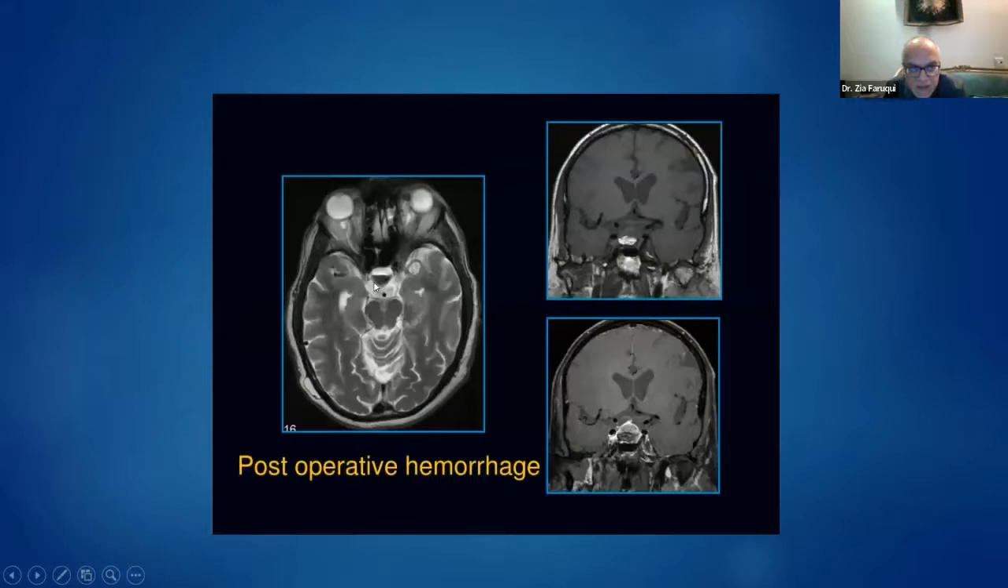And you can also see this is a patient who had operated. It had a small hematoma laterally, and you can see layering of the blood due to the different methemoglobin and the deoxyhemoglobin. And on T1, you can see the high signal intensities. These are again typical appearances of blood on MR.